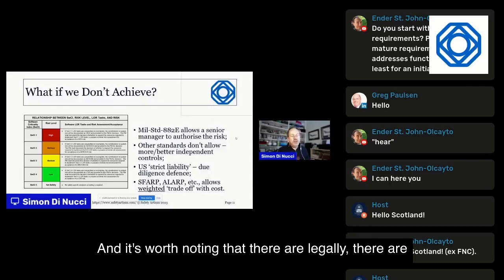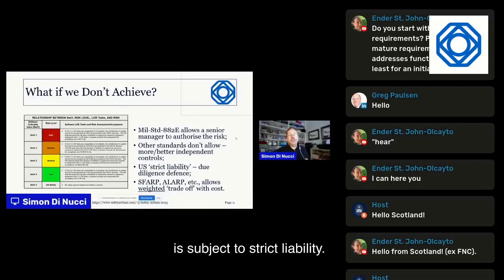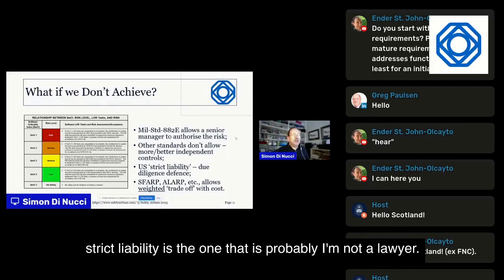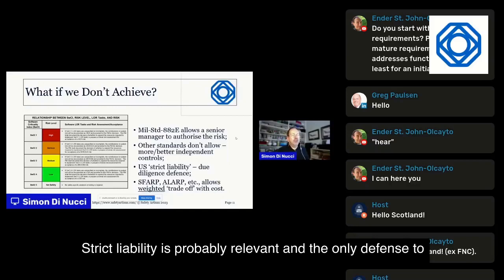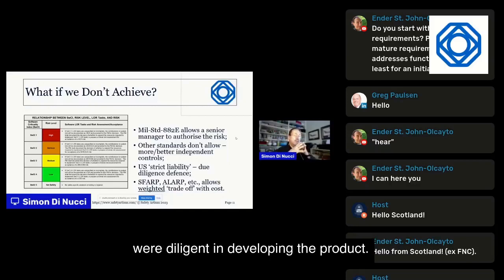And it's worth noting that legally there are different frameworks that drive us to different behaviors. So in the US, when it comes to failure of a product that can hurt people, probably whoever developed the thing is subject to strict liability. There are different kinds of liability in US law, but I'm not a lawyer, and if we look online, we're told that when it comes to failure of products that could hurt people, strict liability is probably relevant. And the only defense to strict liability, I am told, is to prove due diligence. So we've got to prove we were diligent in developing the product.